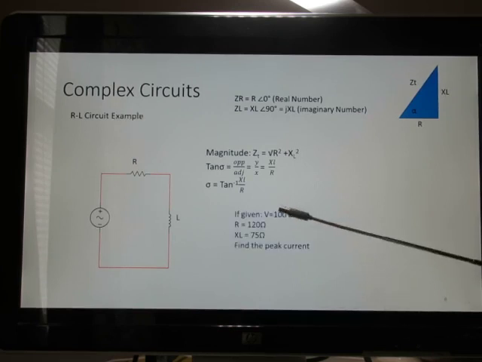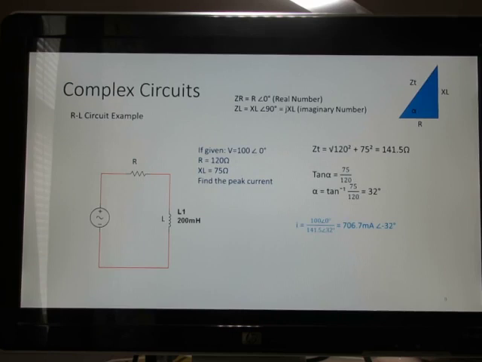If we're given a voltage source of 100 volts at the origin of 0, and by the way, if no origin is given, if there's no phase shift given, we're always assuming it starts at 0. We have a load here of R equals 120 and X sub L equals 75. And we want to compute the peak current.